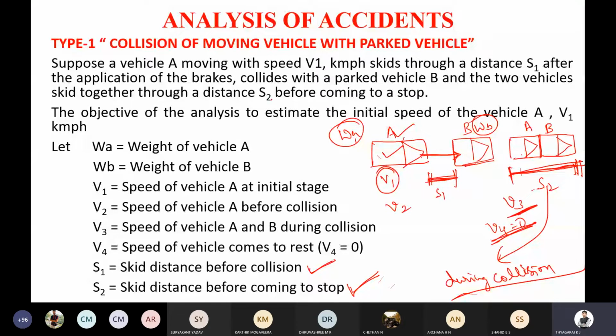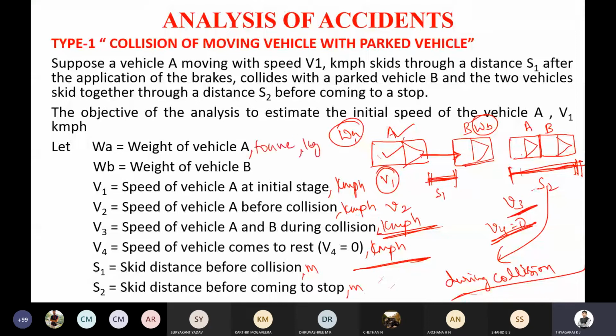One thing I forgot to tell here: all the speeds are in kmph, not in meter per second. Whatever speed we are taking here, everything will be in kmph. All the skid distances will be measured in meters. The weight may be measured in terms of ton or kg, but skid distance will be measured in meters only.